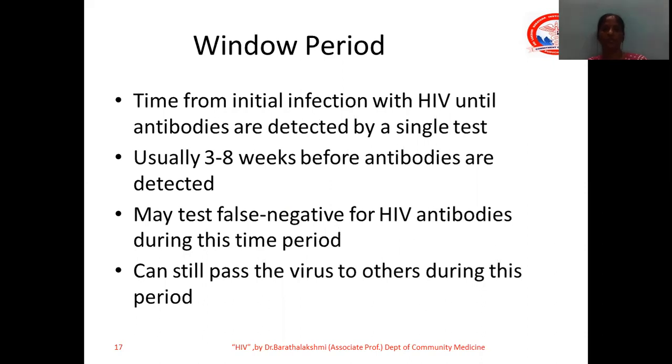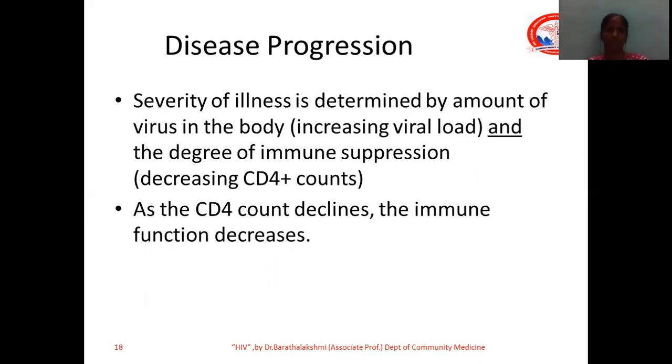That is what I was saying. Symptoms will be negative, signs will be negative, and the test also shows negative. But there is active viral multiplication going on inside the person's body. So at that time, if he goes for heterosexual or homosexual activity, shares needles, or donates blood products to some other person, he can actively transmit the infection to the other person.